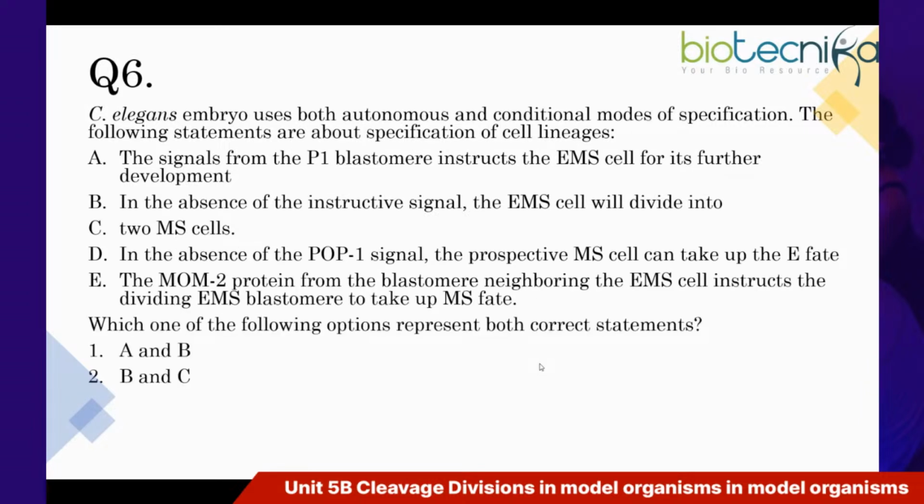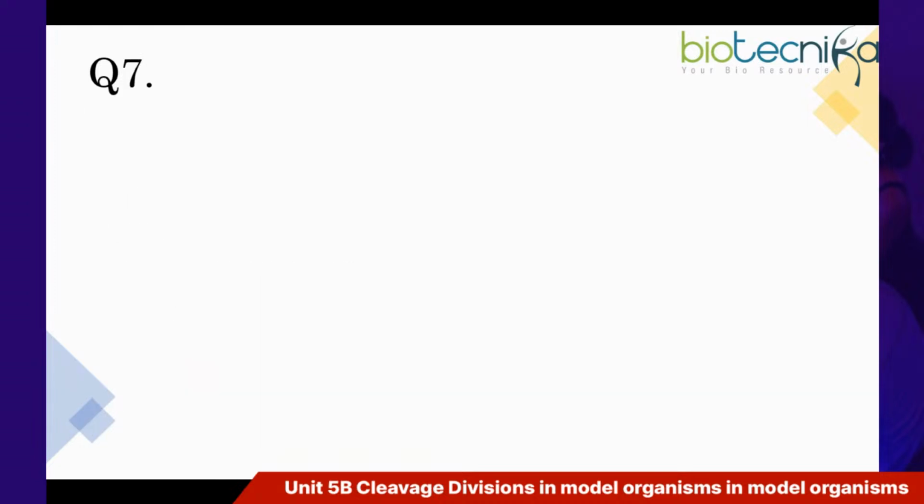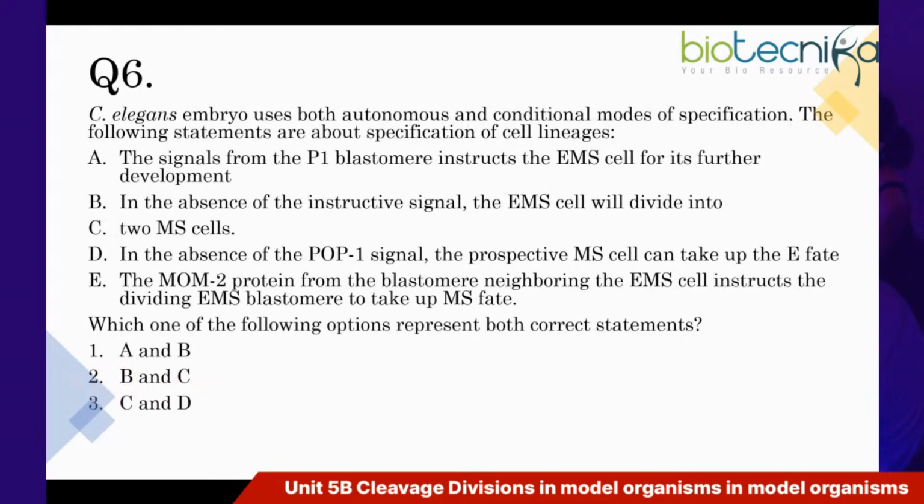As you can see, there are a lot of questions which are coming from these topics, right? So it will be 2 MS cells. Now this one I will not tell, you have to do it on your own. So this is C and this is D.